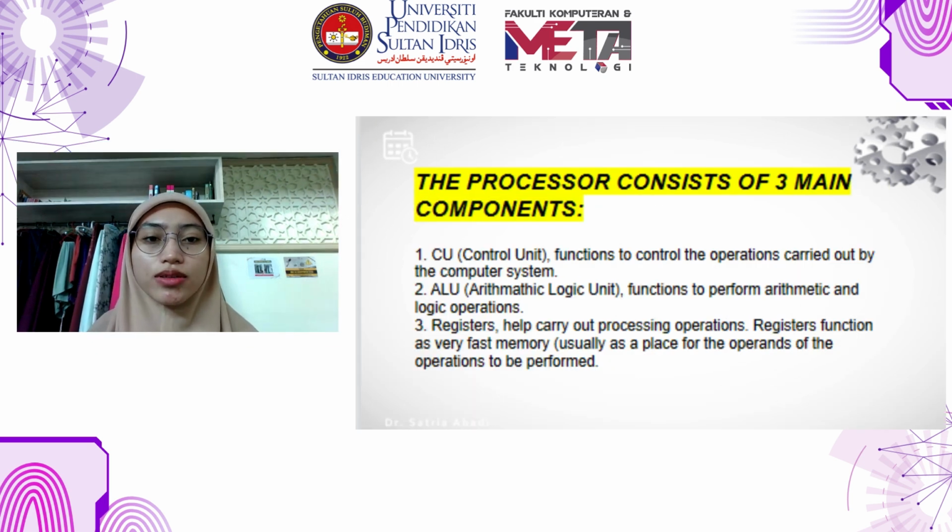The processor consists of three main components. The first one is the CU, control unit, which functions to control the operations carried out by the computer system. Second, the ALU, arithmetic logic unit, which functions to perform arithmetic and logic operations. Third, registers, which help carry out processing operations. Registers function as very fast memory, usually as a place for the operations to be performed.